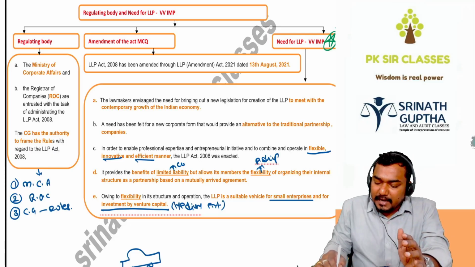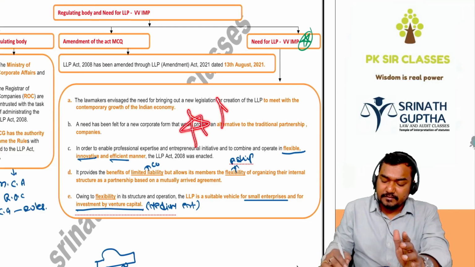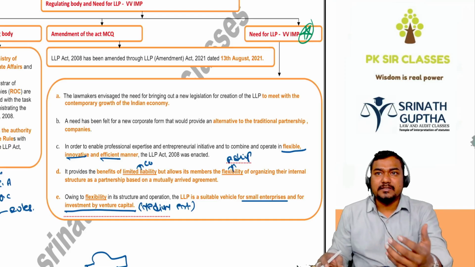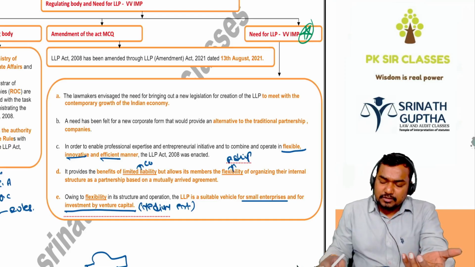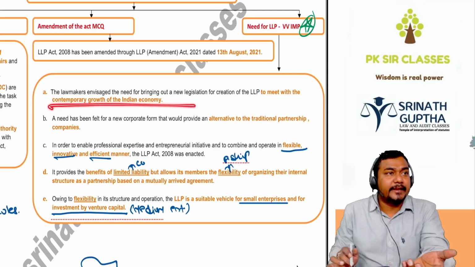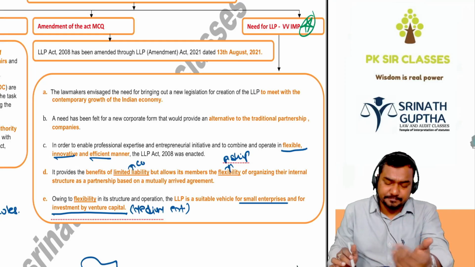And LLP Act was amended on the 13th August 2021. This concept is very important, sir. So what is the need for the LLP? Why the concept of LLP is introduced in the society? So LLP Act is introduced to meet the contemporary growth of the Indian economy. Contemporary means dynamic growth of the economy. Economy is changing, way of doing the business is changing. We require a new vehicle for doing the new business.